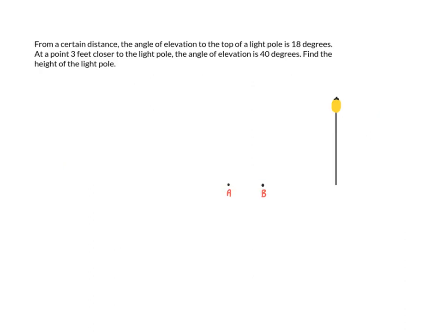So let's go ahead and work a word problem using the law of sine. Here we have our word problem. Let's look for important information. From a certain distance, the angle of elevation to the top of a light pole is 18 degrees. At a point 3 feet closer to the light pole, the angle of elevation is 40 degrees. Find the height of the light pole.